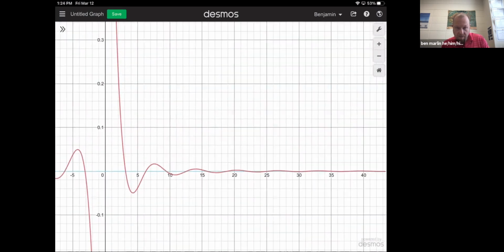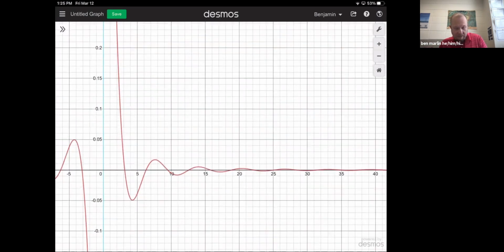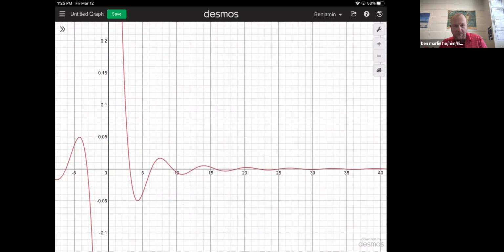So I've said this to some of y'all before. I like the Desmos app on the iPad better than I like it on the web, because I can grab it and manipulate one axis at a time just a little bit easier. There may be a way to do that on the website one, but that should show us what we need there.